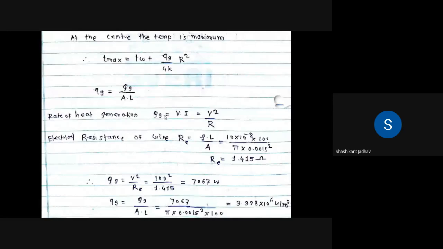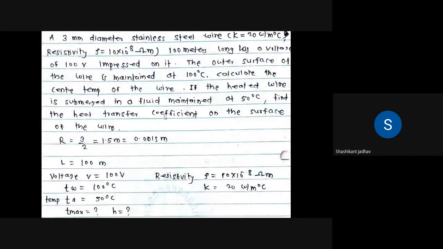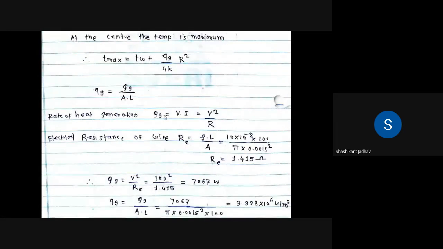Okay? So at the center, the temperature is maximum. Write down the equation for the T max, that is T max is equal to TW plus Qg by 4K into R square. All of you write down. After this given, write down that at the center the temperature is maximum. We know the formula related to the maximum temperature: T max is equal to TW plus Qg by 4K into R square.